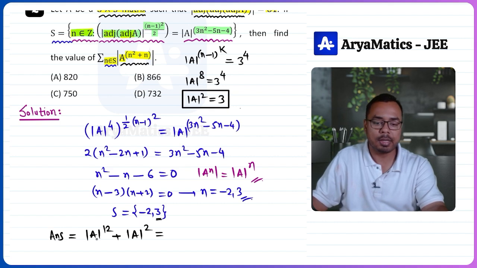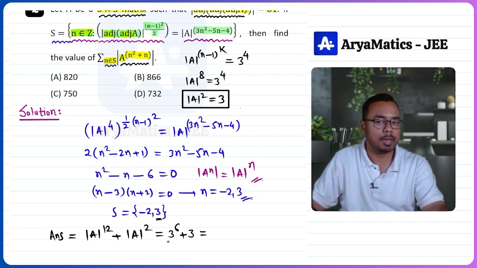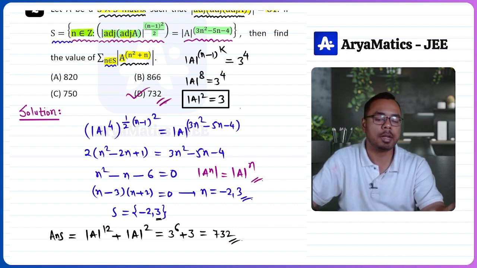So determinant of A raised to 12 means square raised to 6. So we have 3 raised to 6, and then determinant of A square, this is 3. 3 raised to 6 will be 27 square, which is 729, plus 3. So that is 732. So therefore the correct answer for this problem will be option B.